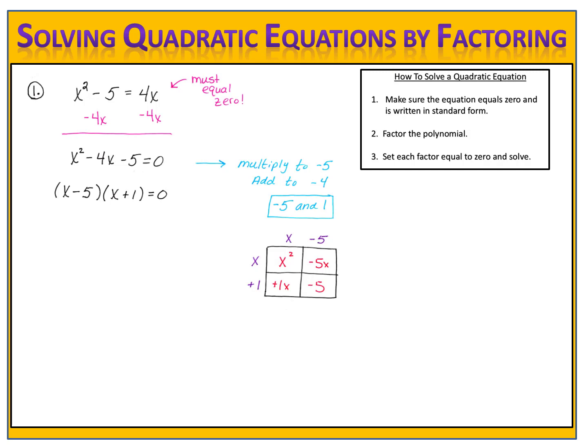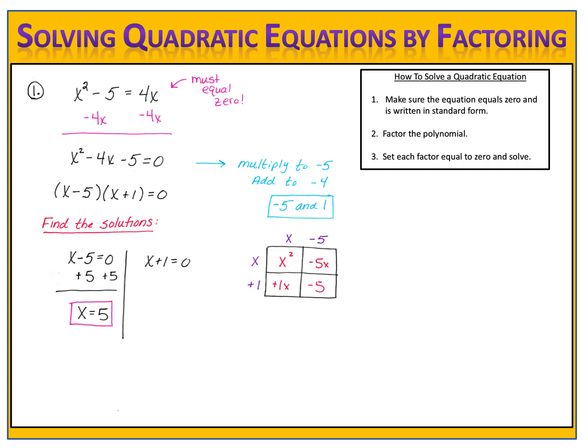Once you have the factored form of the equation, it's time to find the solutions, or the roots. We have two factors, x minus 5, so we write x minus 5 equals 0, and x plus 1, so we write x plus 1 equals 0. We solve each of these little equations. On the first one, we begin by adding 5, and that gives us our solution, x equals 5. In our second equation, we subtract 1, and we end up with x equals negative 1.